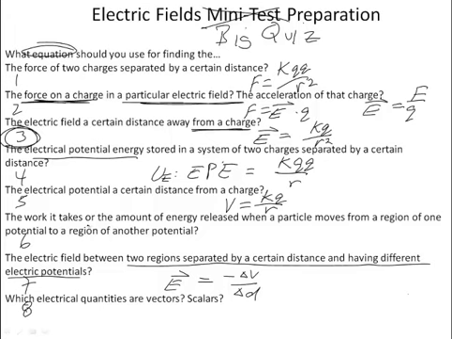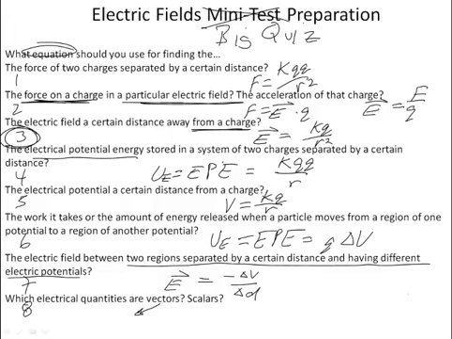The work it takes or the amount of energy released when a particle moves from one region of one potential to a region of another potential. Q delta V. Okay, so UE, which is equal to the electrical potential energy, is equal to Q delta V. Okay. And then let's list which are vectors and which are scalars.